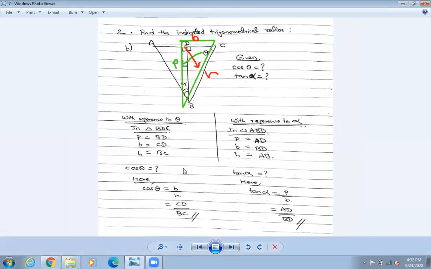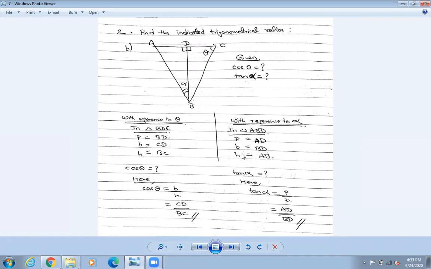So H means, let me clear everything. Okay, H means BC. Okay, so CD by BC, that is the answer. Just put the value. So B by H is the formula of cos. So B means CD and H means BC. Finished. Okay, this will be our answer.